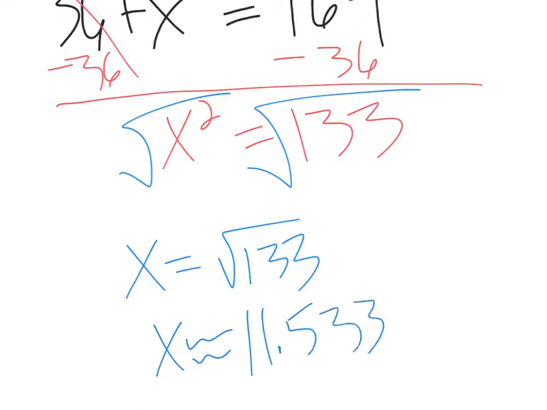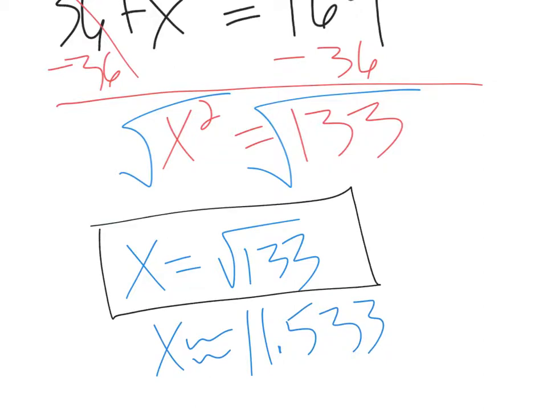11.533. But I strongly encourage you to keep it in the square root form because we're going to keep using that number. So the square root of 133 written like that is actually an exact number, whereas this is an approximation. That's why I use the squiggly sign. So I'm going to use square root of 133 from here on out, but I did just want to point out that it is approximately 11.533.